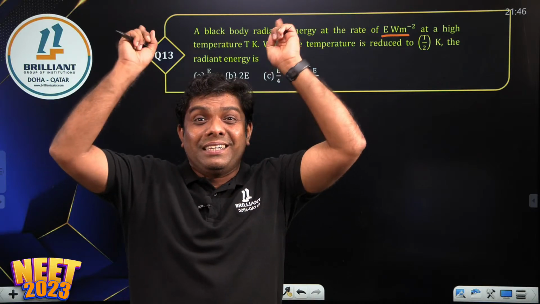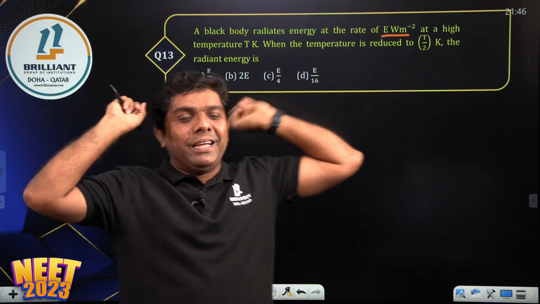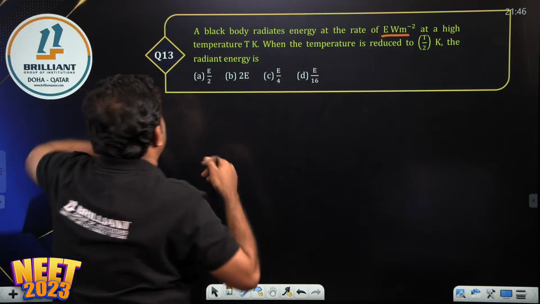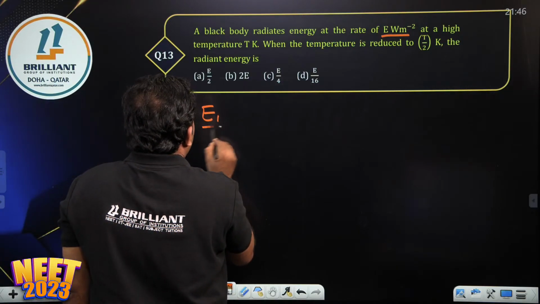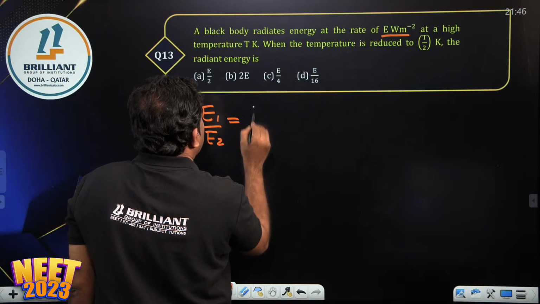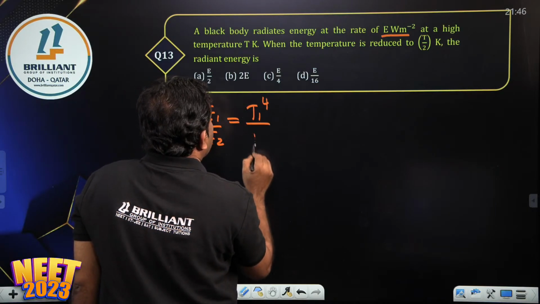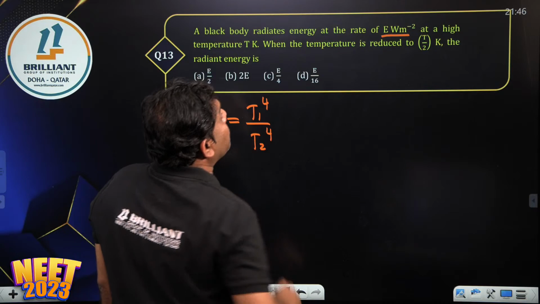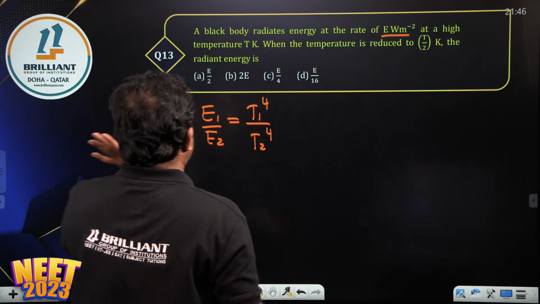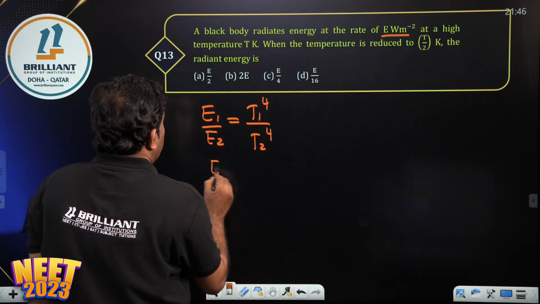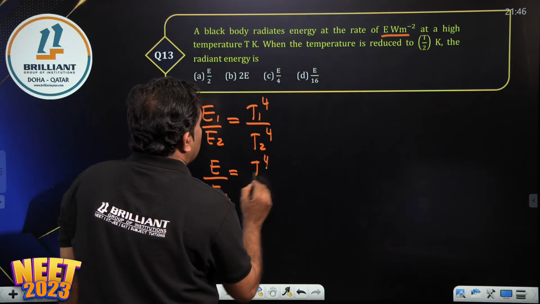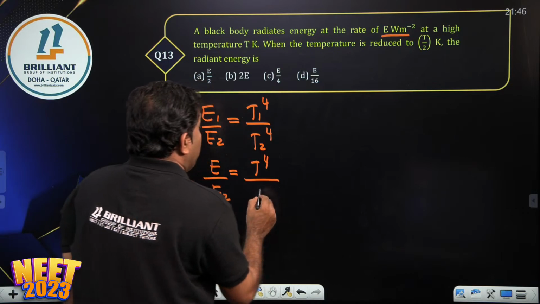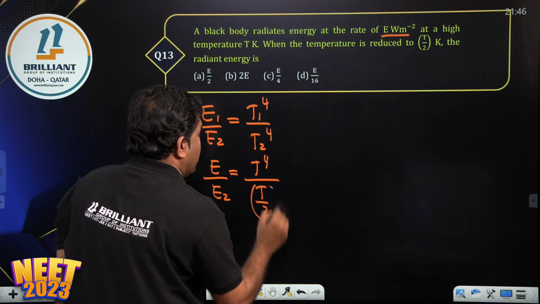Same formula we studied, Stefan's law. So we can say energy related. We have the formula E proportional to T raised to 4. So E1 by E2 is equal to T1 raised to 4 by T2 raised to 4. First case it is E. I don't know what E2 is, I want to find it. Temperature is T raised to 4. Second case, T by 2 raised to 4.